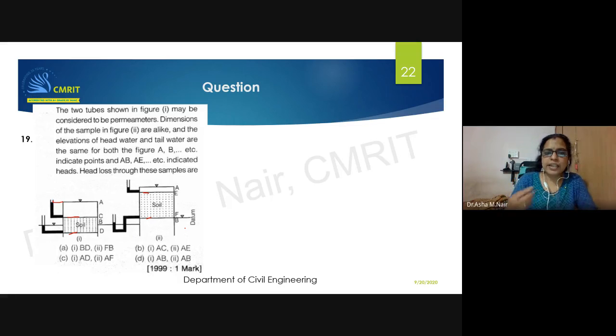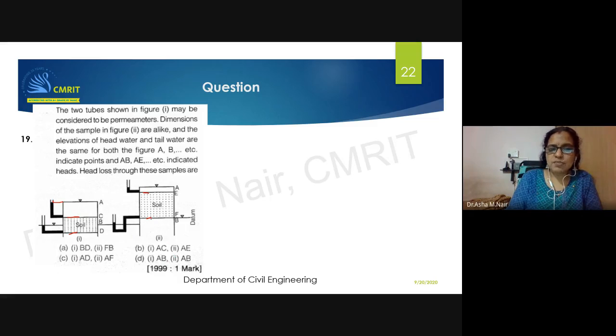Why can we not take AD? It cannot be BD because B is not coming on the top. Then AD will not come because there is no soil itself; it is only the water surface. D is the bottom of the sample, but the water pressure is not at that point; it is at B. So the head loss here is going to be AB.